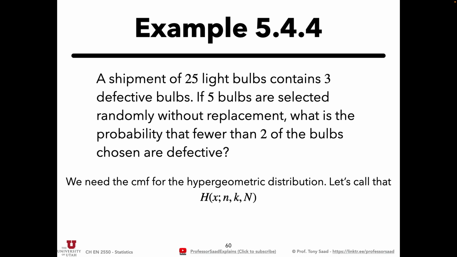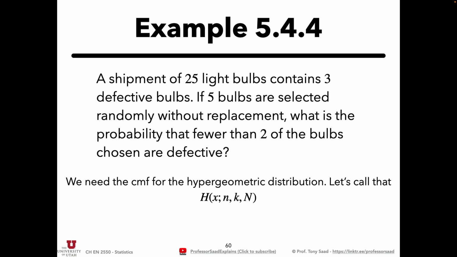What's the probability that fewer than 2 of the bulbs chosen are defective? Now, once you hear the word fewer, it automatically rings a bell that this is a cumulative mass function. So you need to think about adding the distributions. We're saying fewer than 2, so this means less than 2, or less than or equal to 1. Agreed? Less than 2 means less than or equal to 1.